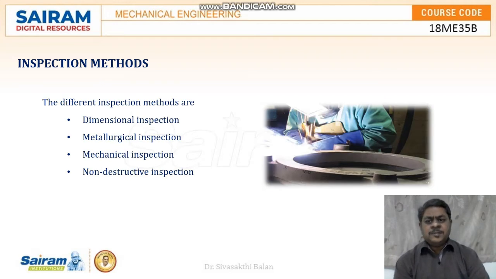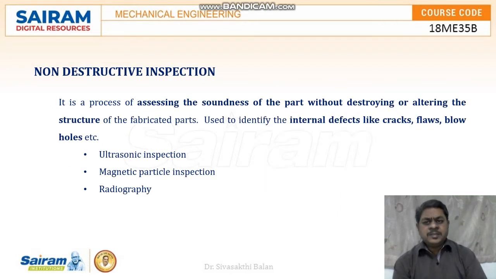There are different types of inspection: dimensional inspection, metallurgical inspection, mechanical inspection, and non-destructive inspection. Non-destructive inspection is a process of assessing or inspecting the part without destroying or altering the structure of the fabricated parts. It is used to identify the internal defects like cracks, flaws, blowholes, etc. In this video, we are going to see some of the non-destructive inspection methods such as ultrasonic inspection, magnetic particle inspection, radiography and its working principle.